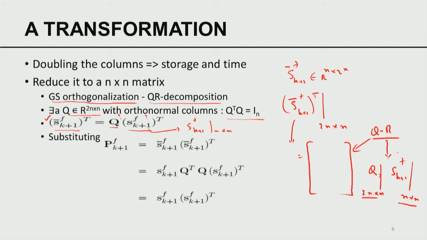With these two, you can readily see I am moving towards reducing an n by 2n matrix to an n by n matrix. To see that, we consider the old expression for P k plus 1 f, which is equal to S k plus 1 bar f times its transpose. This comes from the previous slide. Now I have expressed S k plus 1 f using the QR decomposition. Q transpose Q is I, therefore it reduces to this. So by using the trick of QR decomposition on the expanded matrices, I can compress the matrix back to n by n. This is an additional step I have to do if I want to keep track of the full rank.